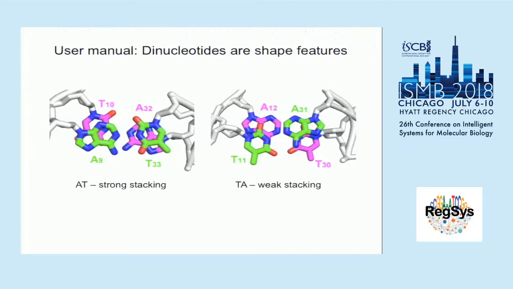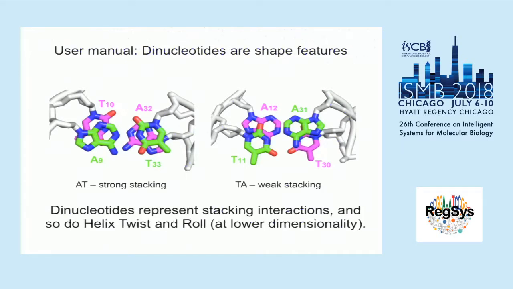That means, and you can find that, I promise you, in almost every crystal structure. This is a crystal structure that we published on Hox proteins. Both these steps occur in the same structure. And you can see the TA and the AT step basically say there's a different strength in stacking, which leads to all these structural parameters that I have been mentioning.